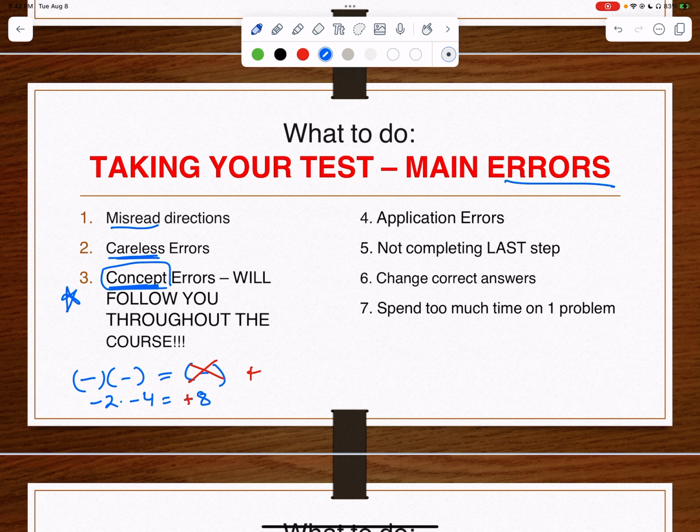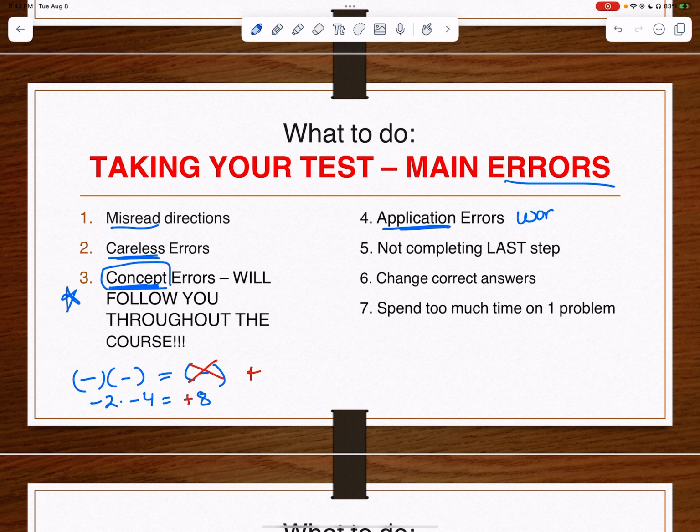The other one is application. Okay, so an application error, that is our favorite. That's from word problems. So that's just reading word problems incorrectly or working them incorrectly. And I'm going to try and help you with that and point out some errors that people make in word problems. Another one is not completing the last step. So I might have a problem with 3 parts to it, and you only do the first 2. I've tried to put 3 answer blanks, so you're like, oh, wait a minute, what's that blank for? But I still have students that do that.